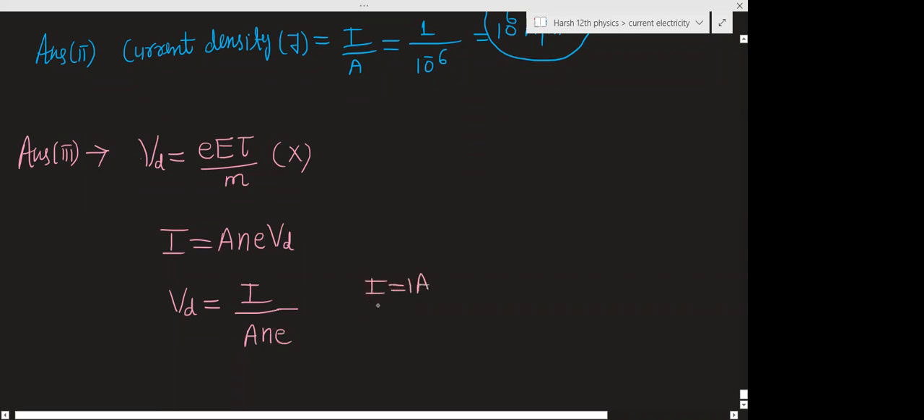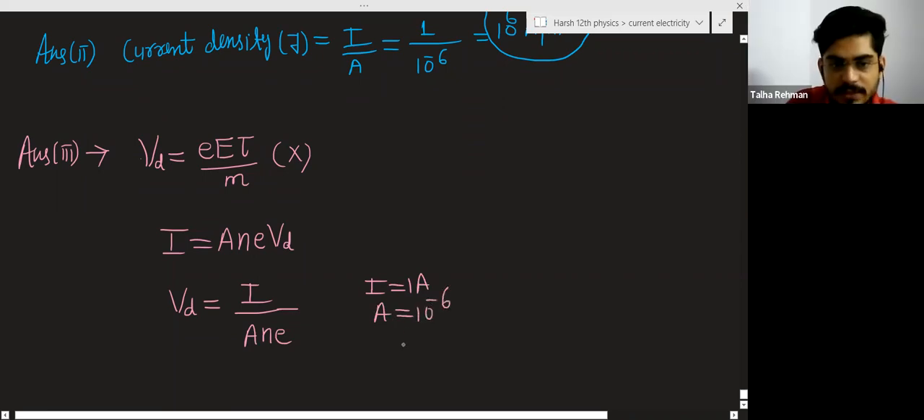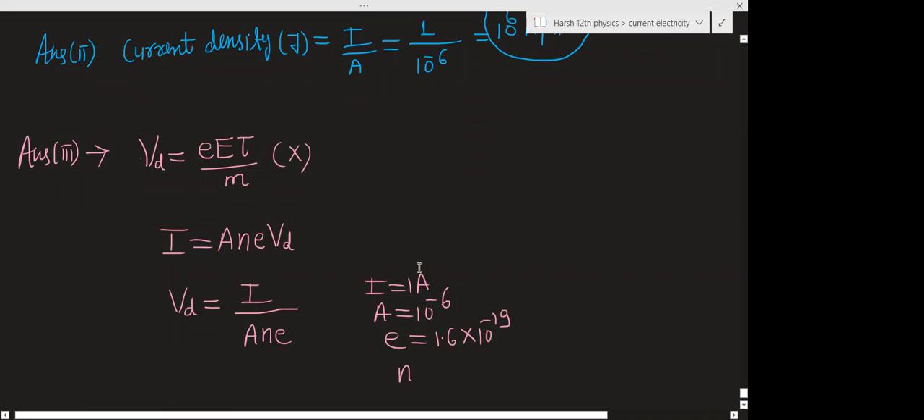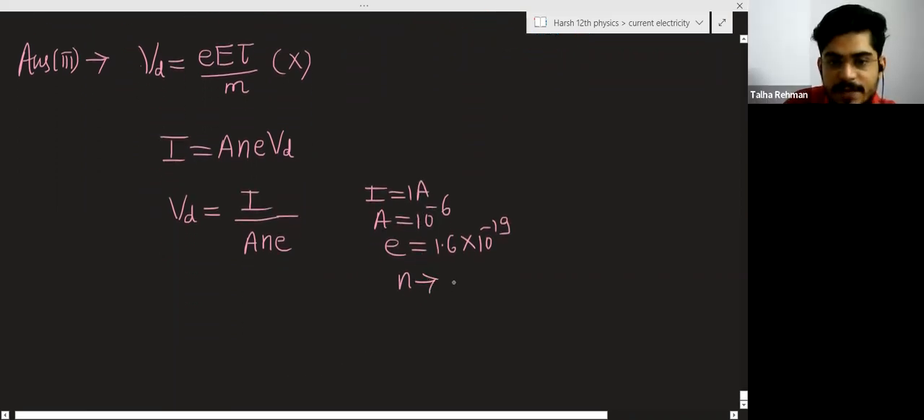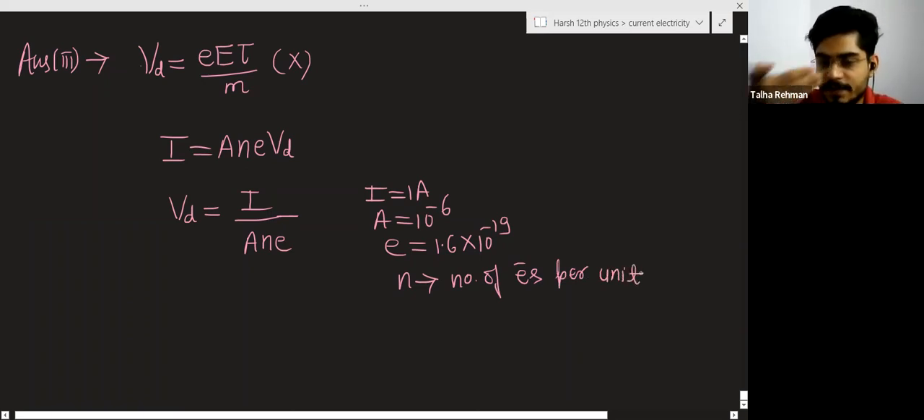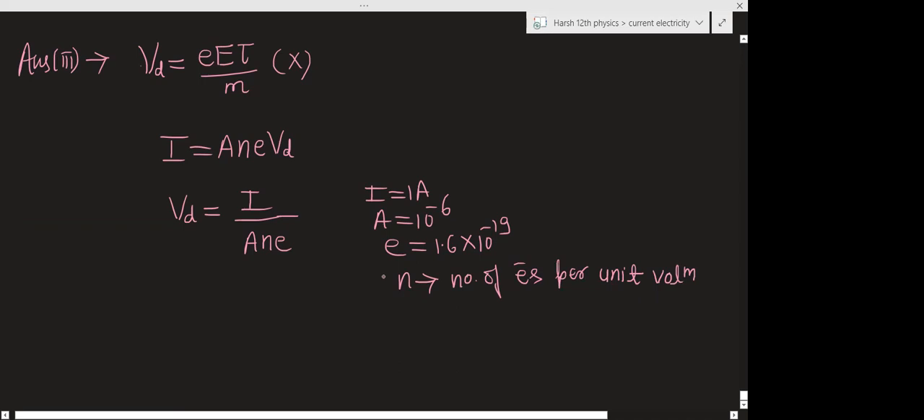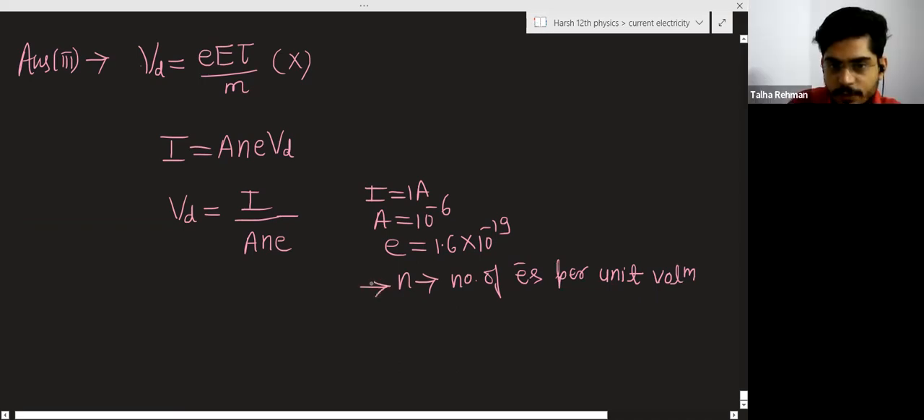Now this time we have I, 1 ampere. We have area of cross section 10 to the power minus 6. We have e as 1.6 into 10 to the power minus 19. But we do not have n. n is the number of electrons per unit volume, that is, in 1 meter cube, the number of electrons. So we have to calculate this. If we have calculated this, then we can calculate the drift velocity easily.